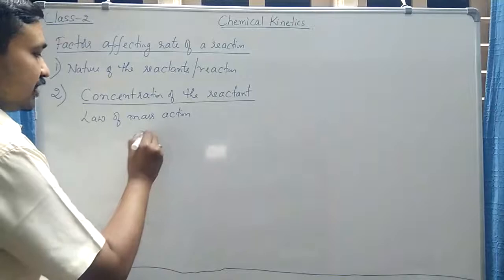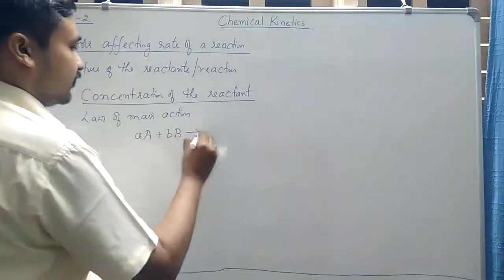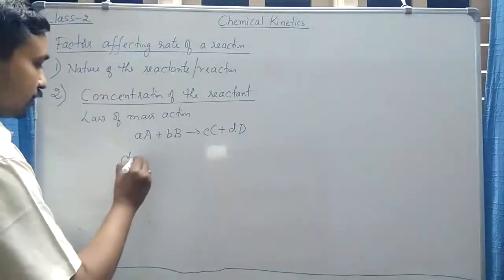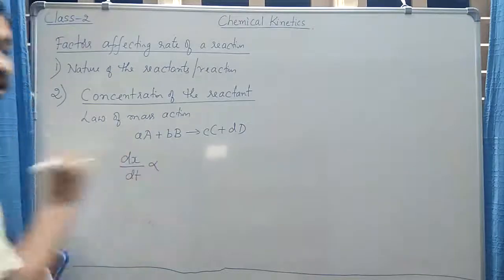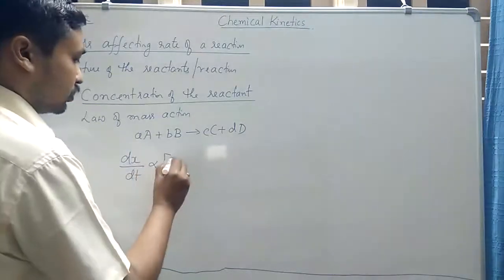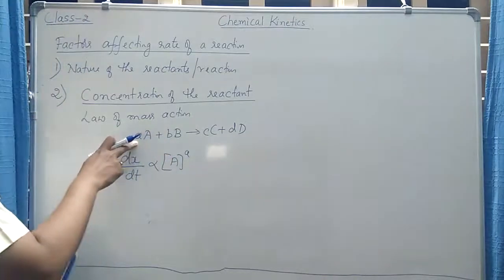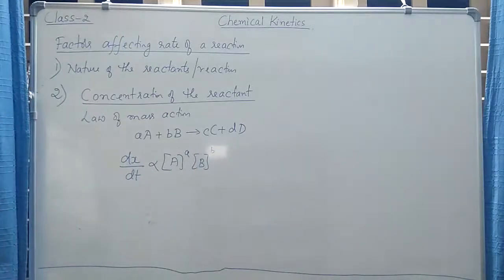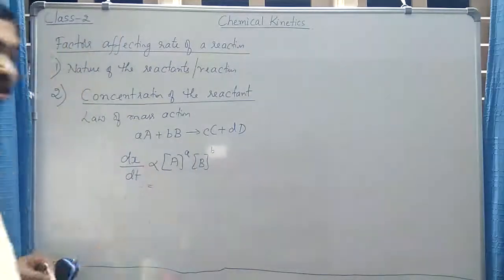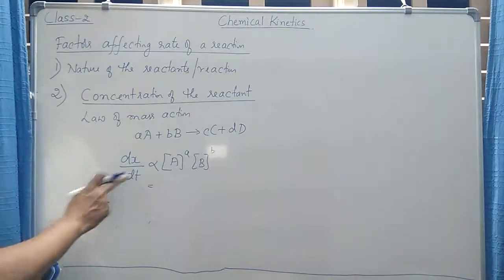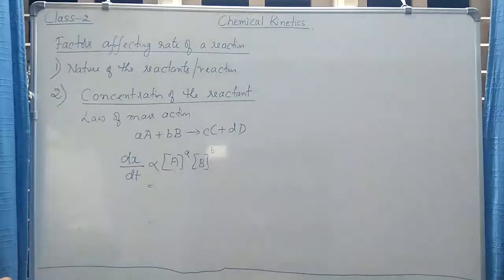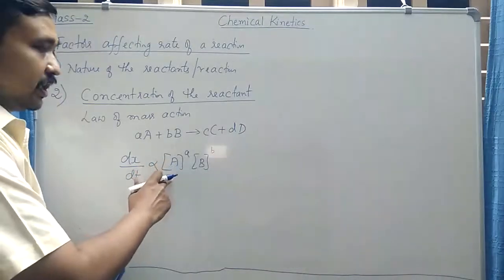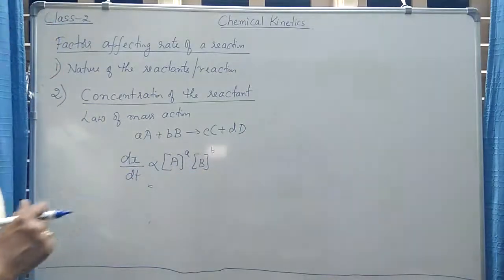What does it say? If I have a reaction A plus B giving C plus D, a stoichiometric equation, then according to the law of mass action, the rate of the reaction dx by dt is directly proportional to the concentration of A to the power of its stoichiometric coefficient into the concentration of B to the power of its stoichiometric coefficient. So if you look at this equation, it is clear that the rate of the reaction is directly proportional to the concentration of the reactants. What does it mean?